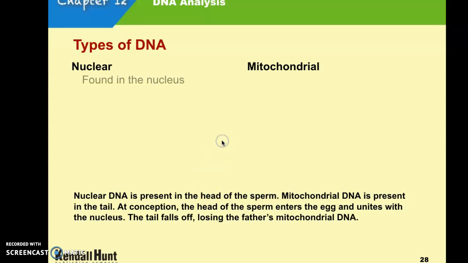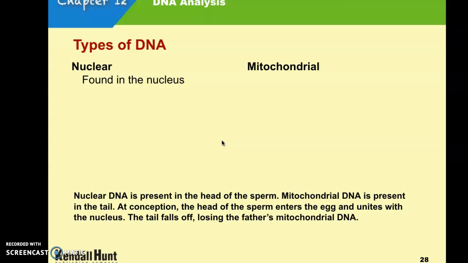There are 2 different types of DNA. One is nuclear and one is mitochondrial. Nuclear DNA is found in your nucleus. Mitochondrial DNA is found in your mitochondria. Nuclear DNA comes from your mother and your father, and is found in the egg and the sperm. Mitochondrial DNA is only from the mother.